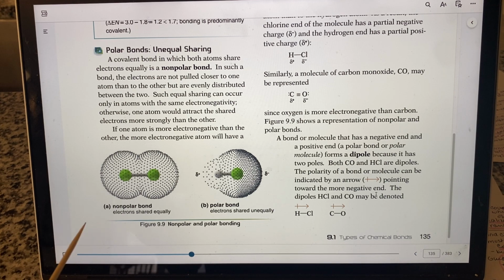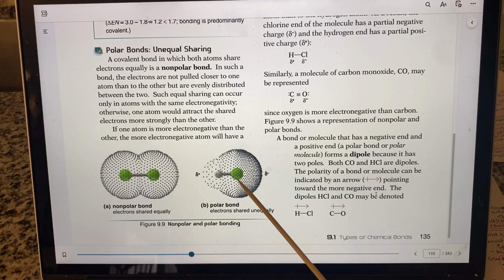So if you look right here, we have a non-polar bond. These two atoms are exactly alike, and they're bonded together, and they're very symmetrical, so they don't have any electric poles because they're just equal.